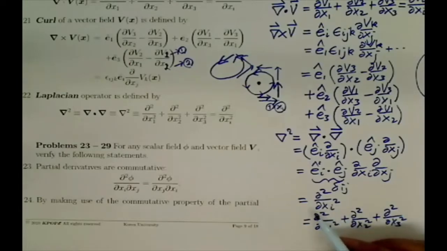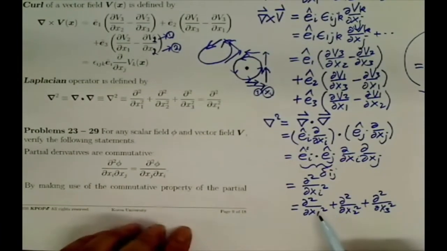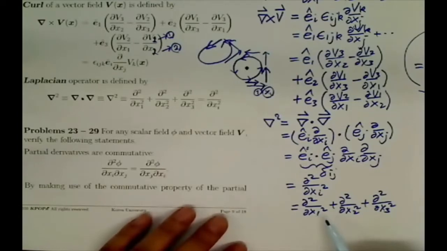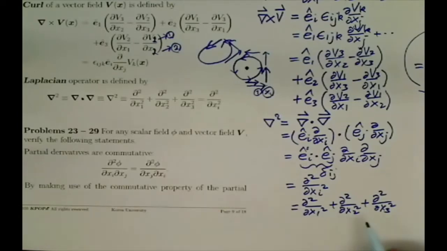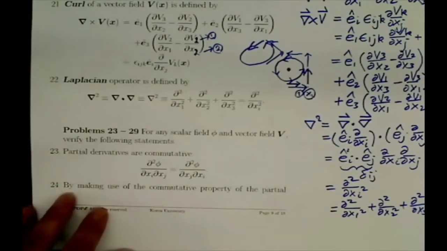And here we have Einstein's notation. So what I have to do is just to sum the x1 squared, x2 squared, x3 squared double derivatives all together. This is the Laplacian.